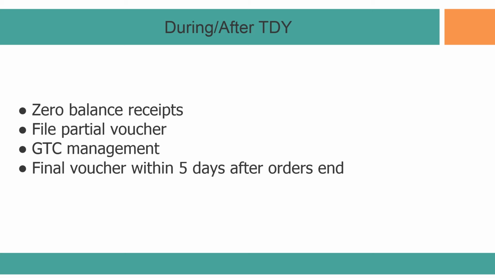Okay, so now you're in the middle of your TDY. What do you need to do from here? Well, first off, keep saving those receipts and request any zero balance receipts from your lodging if they aren't already provided. Next, you need to determine whether or not you need to file a partial voucher while at your TDY location, or if you can wait to file one final voucher when you return. So let me explain this process so you can determine which option is best for you.